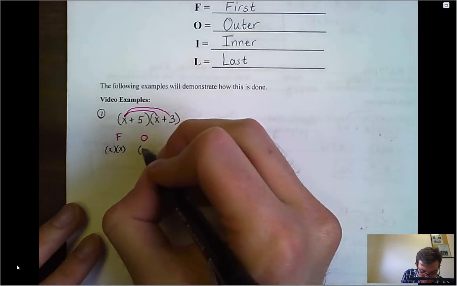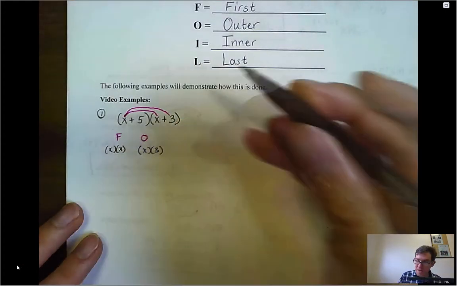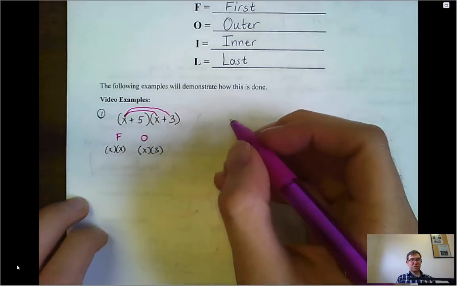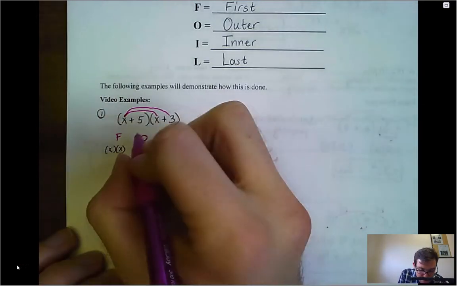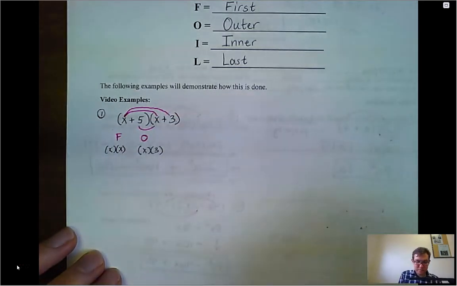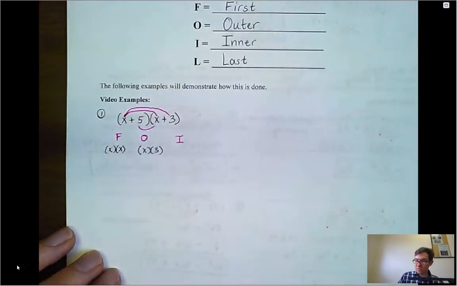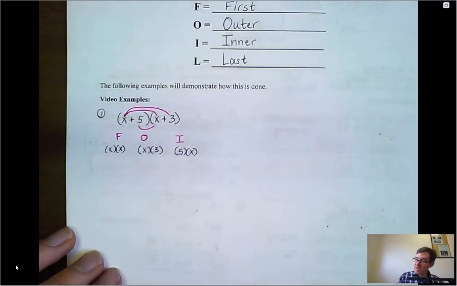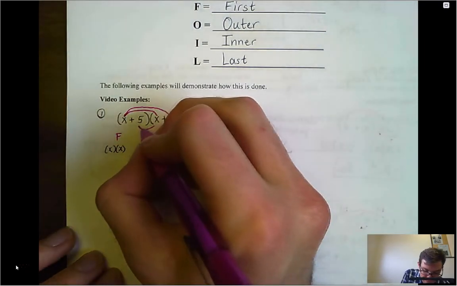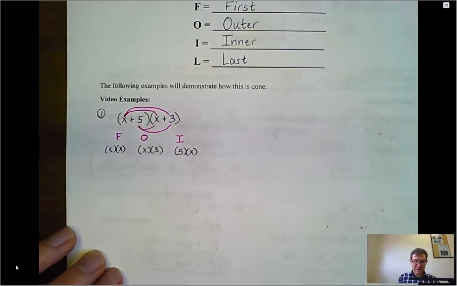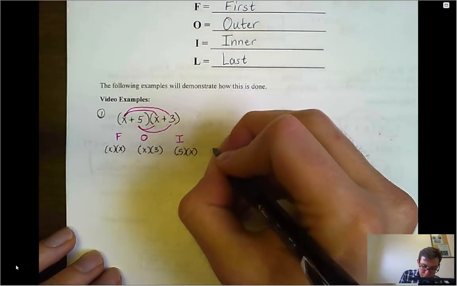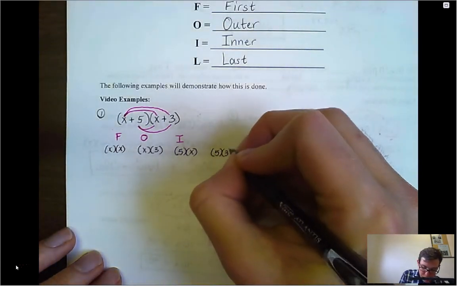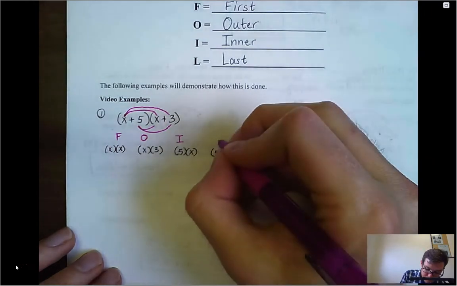And so we have x times 3. And then the I is the innermost. The innermost terms are going to be 5 and x. So I gives me 5 times x. And then we have the last terms in each of these, which is 5 times 3. So we have the L.